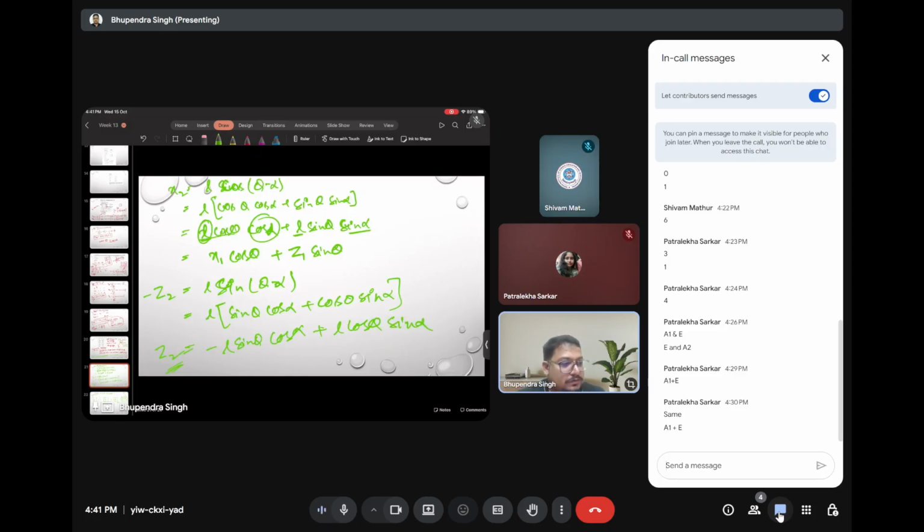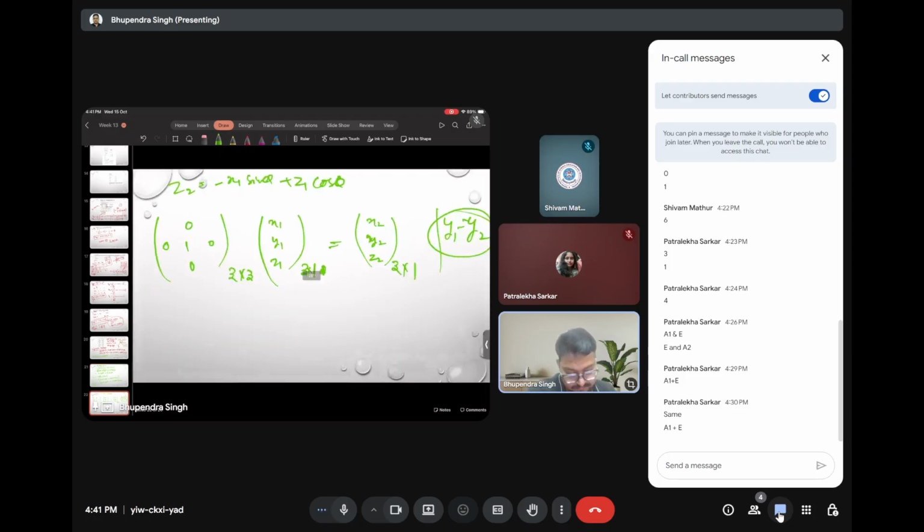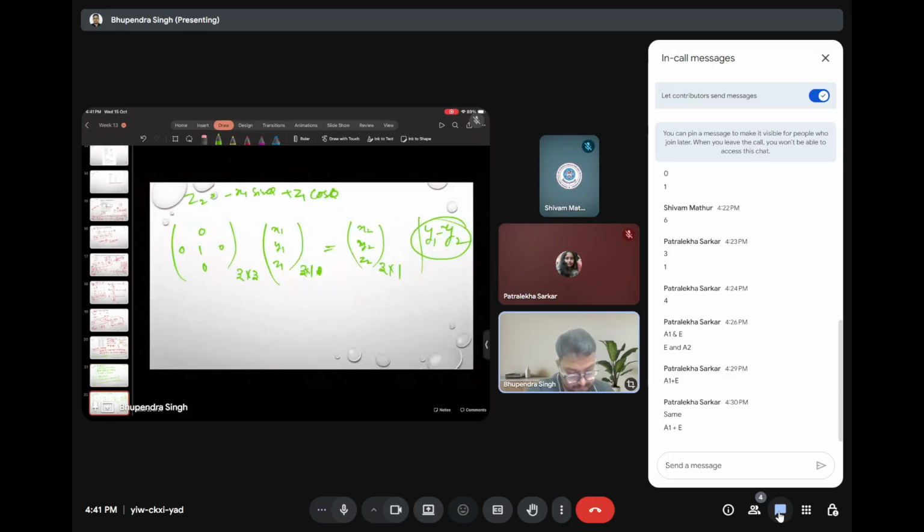Tell me what will be the transformation matrix. Should be cos theta, sin theta, minus sin theta, cos theta. You can also check.